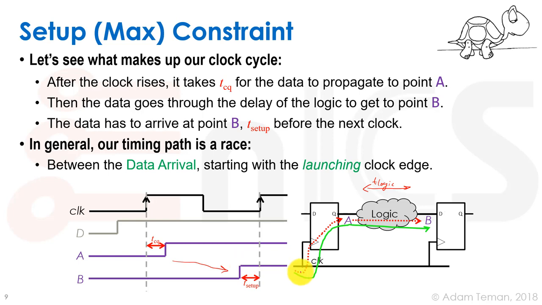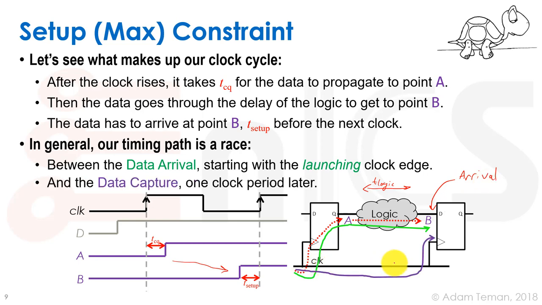So we call this green path over here from the clock through the queue, through the logic, and to the D point of the register the launching clock edge. We will also call this often the arrival time, or the data arrival time at the next register. On the other hand, we have the capture clock. This is the path that captures the data at this register. This is called the capture path.